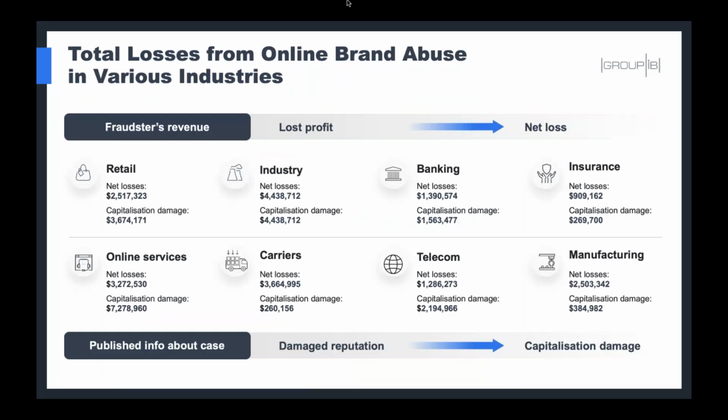And of course, again, about our analysts who have calculated some fraudsters' revenue for different industries. And again, I suggest you make a screenshot and have a look at this slide after the webinar. There are a lot of numbers, and if you have any questions in regards to this slide, of course, I would be happy to answer them.